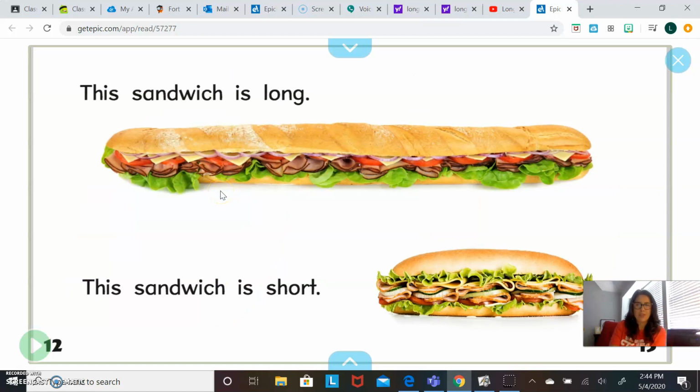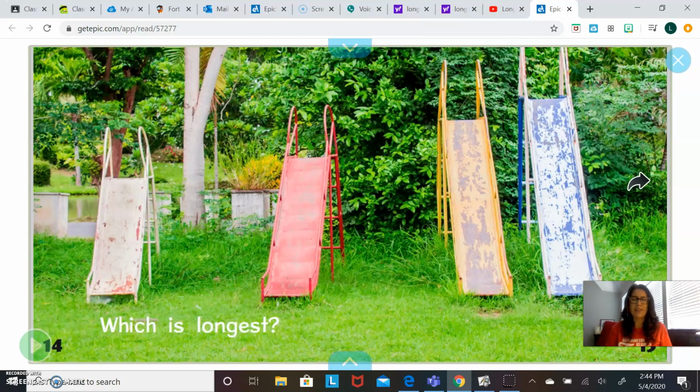Whoa, look at this sandwich. The sandwich is long, the sandwich is short. Remember, it's very important that when we are comparing or looking at the length of an object, it's always from one side to the other side. We have to make sure we measure from one side to the other. How many of these do you think it would take to make this one? Maybe 2? Maybe a little bit over 2? Which is longest? Which slide is the longest? The white, the red, the yellow, or the blue?